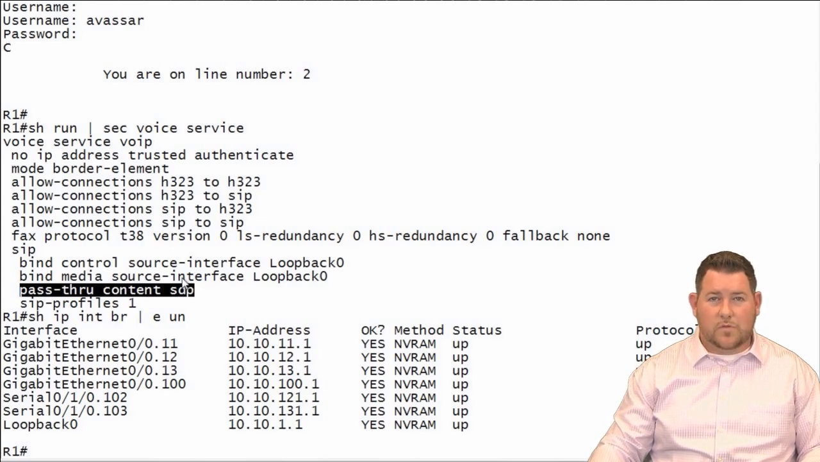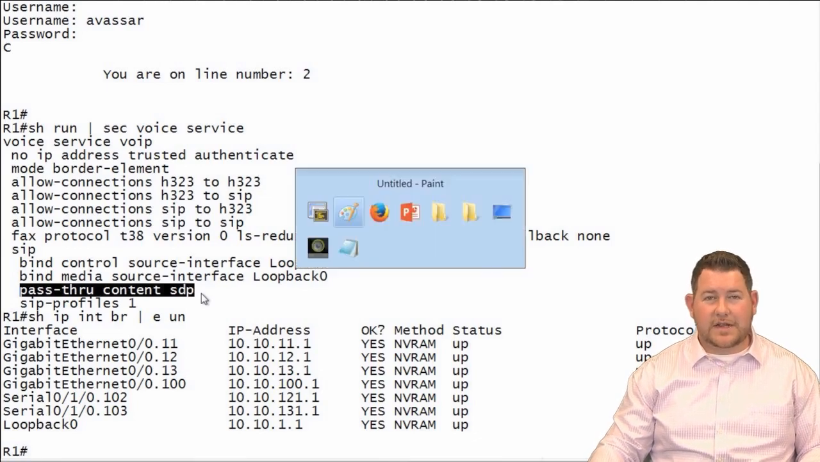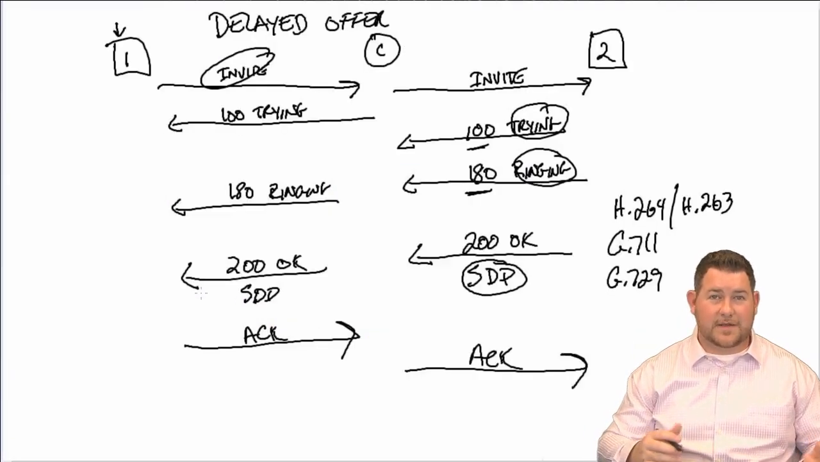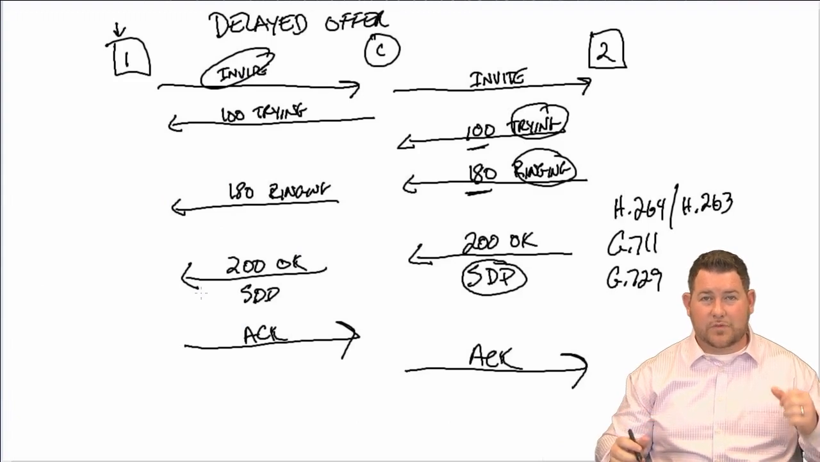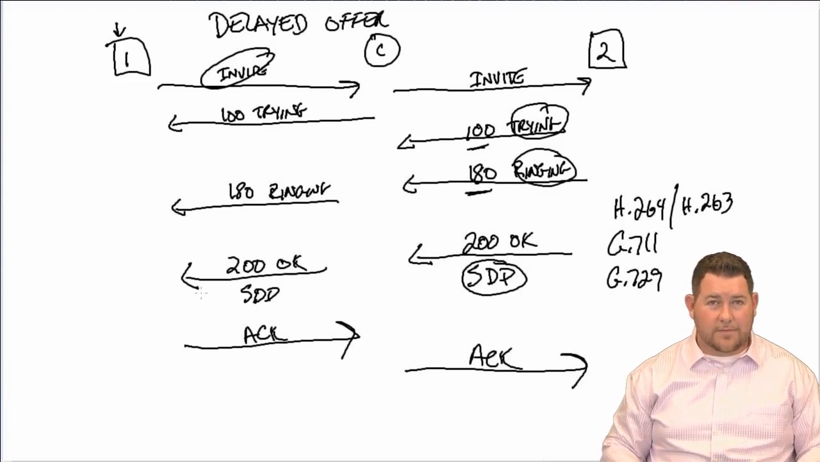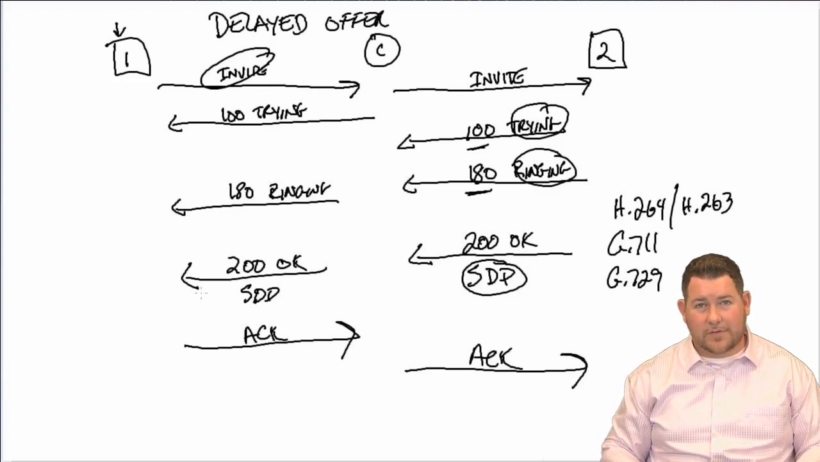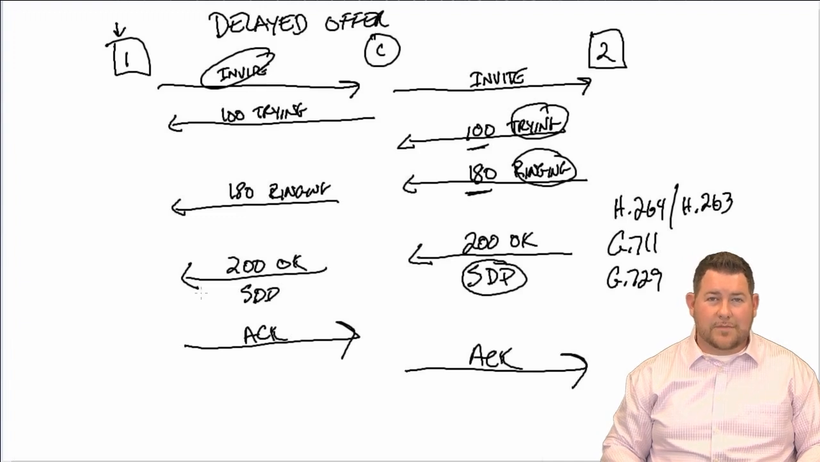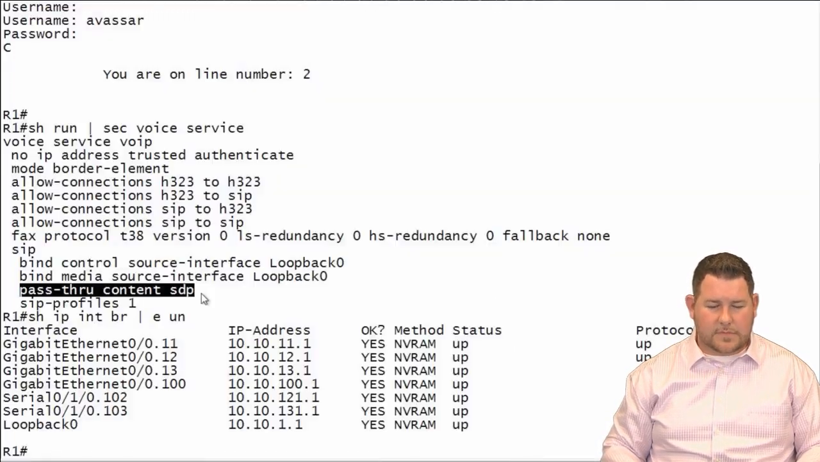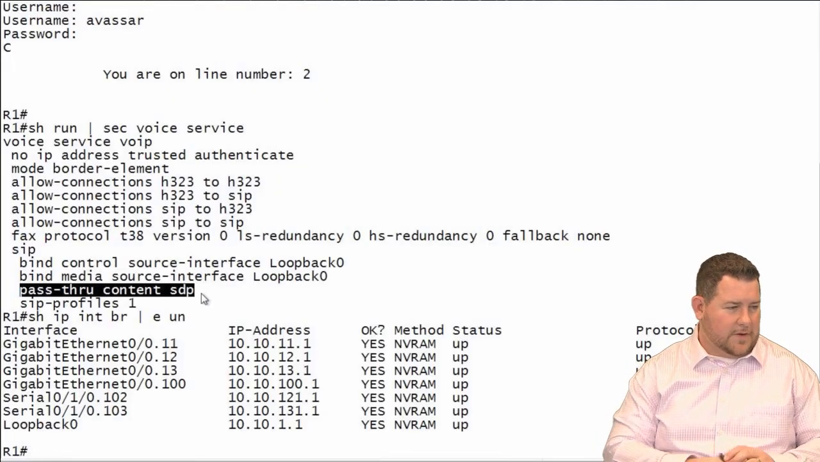So if you wanted to negotiate H.264 between endpoints, it's going to allow that to do so with this pass-through content command. So you need to have that enabled if you want to pass through the SDP and negotiate media capabilities with either endpoint. So very important command there, because if you don't have it enabled, you will not be able to get video up across the Cube. It just won't work. You have to pass through that SDP. So, very important command there.